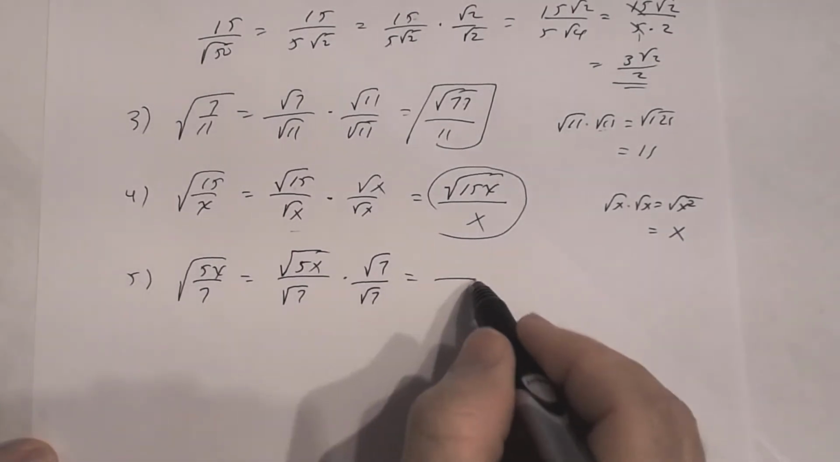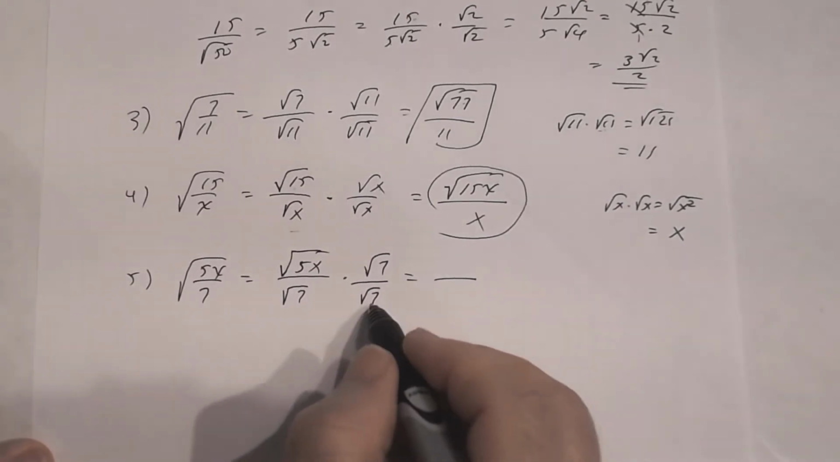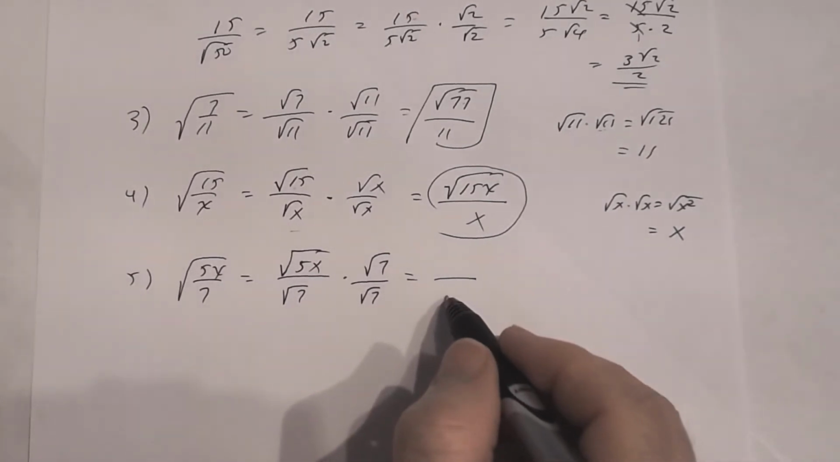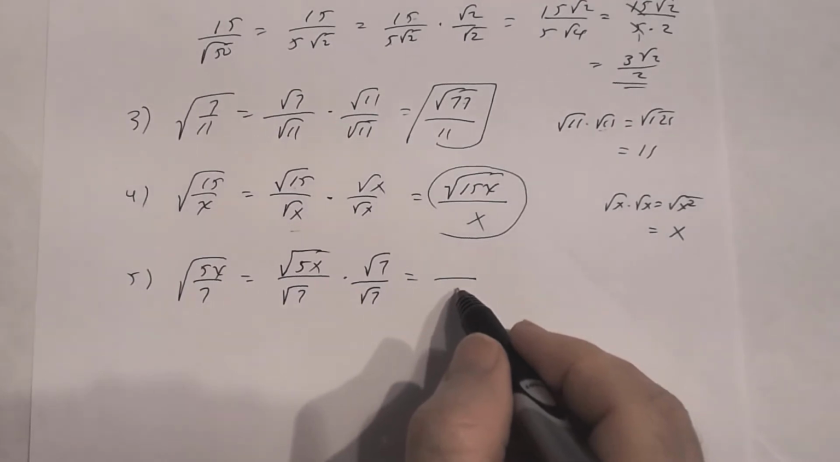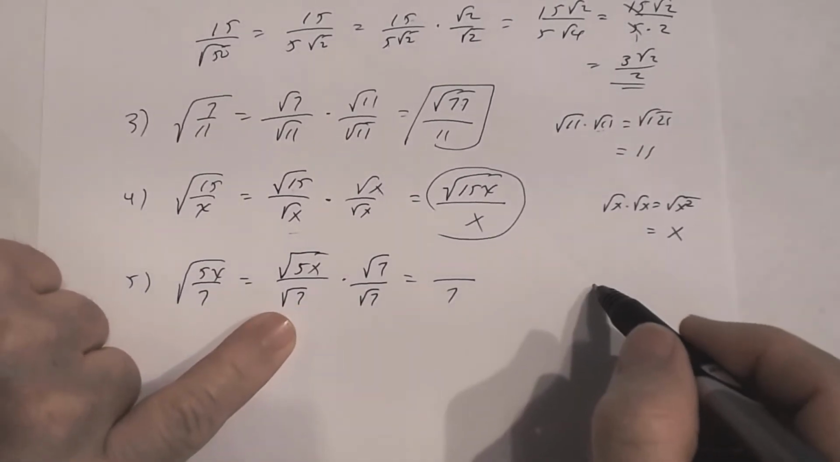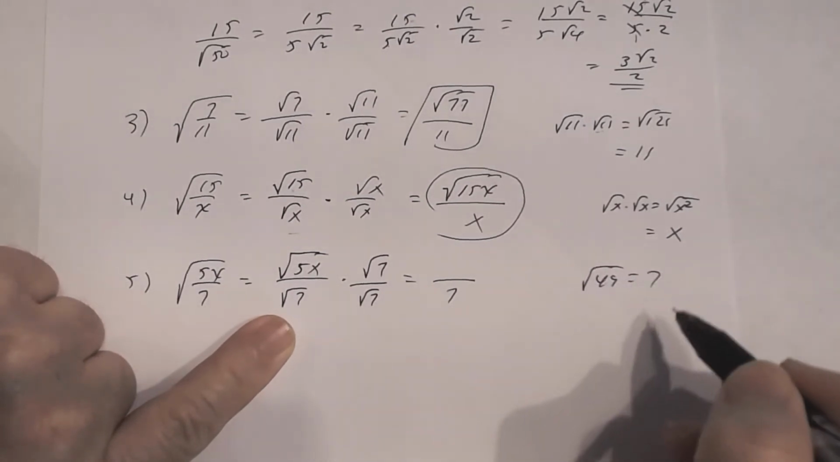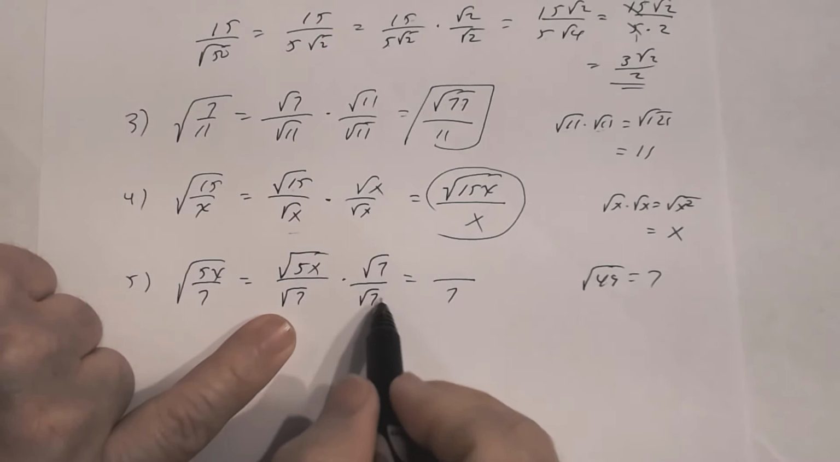All right, so let's talk about the denominator first. I need for you to understand that the square root of 7 times the square root of 7 is what number? 7, right? Because remember, 7 times 7 is 49. That's a perfect square. And the square root of 49 is just 7. So it's just this radicand.